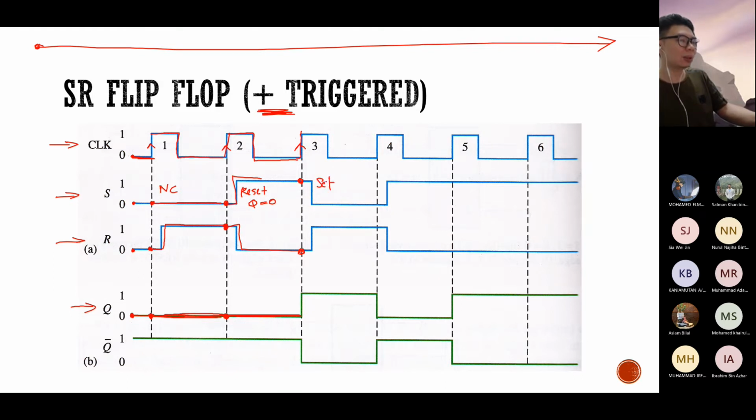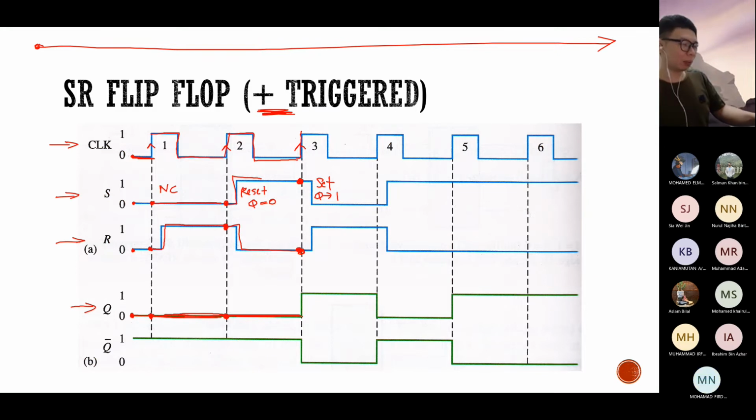Okay. So set state means you want to make the value of Q to be 1, right? So at this point of time, it wants to make the value of Q to be 1, and the current value of Q is 0. Because this flip-flop goes into set state, this Q value shoots up to 1. So 1 over here, and then that's it. It's over.